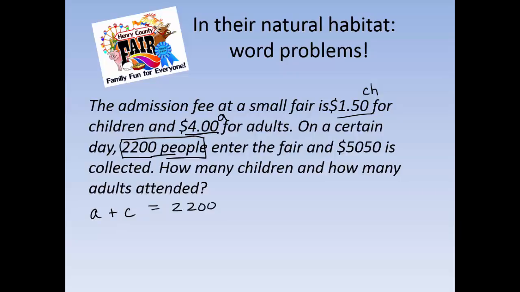Now, what else did it say? That many people enter the fair and $5,050 is collected. So here's the total amount of money that came in. So using the prices like rates, we can do this. We can say, well, $4 for every adult plus $1.50 for every child adds up to $5,050. And that is a system of equations. So we bracket it to show that that's a set.